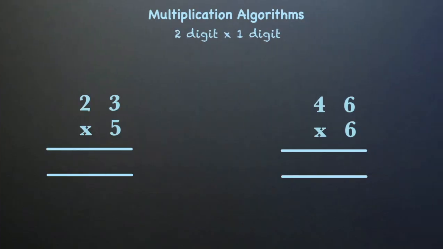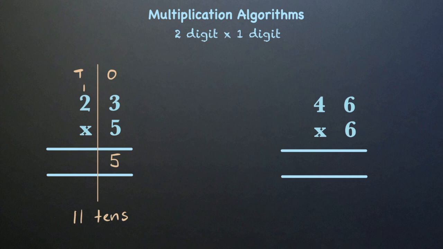Let's have a look at a couple more. Okay, this one I have 23 times 5. I'm going to separate my tens and my ones. First part is 3 ones times 5. 3 times 5 is 15. Record the 5 ones with the ones and the 1 ten. Then I've got 2 tens multiplied by 5. I know 2 times 5 is 10, and 1 more makes 11. What I've got is 11 tens.